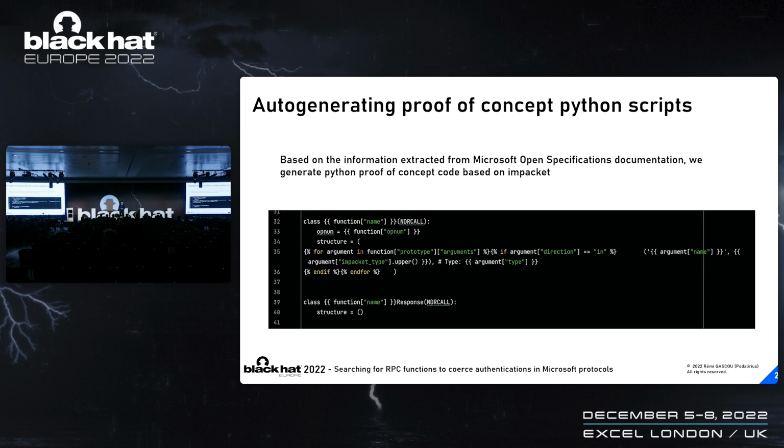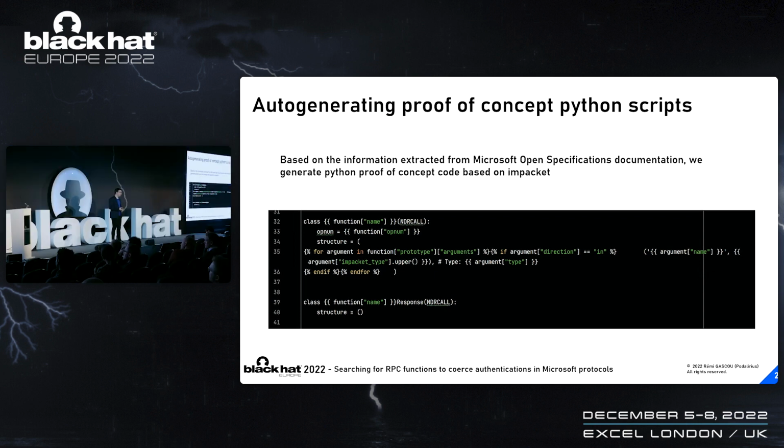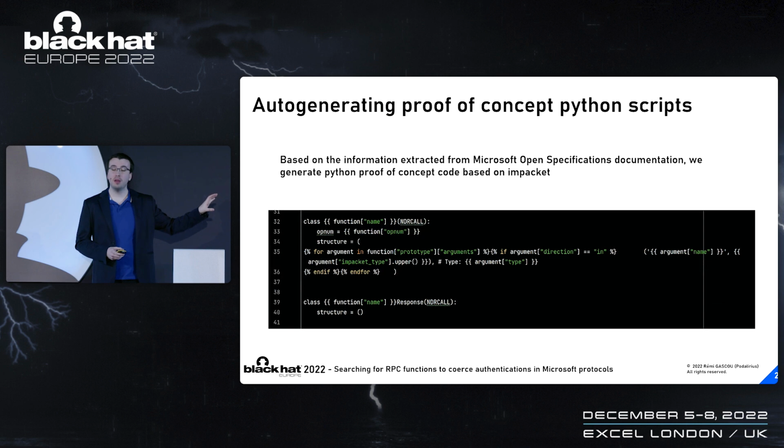What you see here is that when you connect to an RPC server using Impacket, you need to use two structures, one for the RPC call and one for the RPC response, to parse and to create structures. And this template allows us to create the structures so that we can perform the RPC call and parse the response.